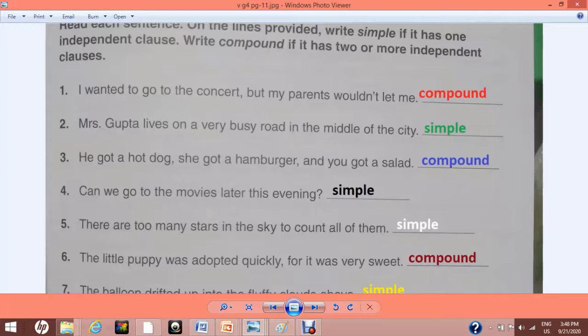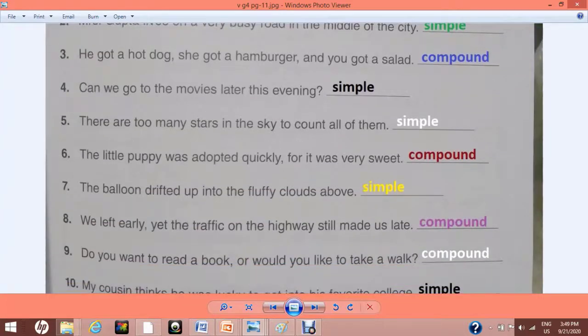Number 4 on page number 11. Can we go to the movies later this evening? My dear students, it is a simple sentence, so just write simple on the line. Number 5. There are too many stars in the sky to count all of them. It is a simple sentence. Number 6. The little puppy was adopted quickly for it was very sweet. Now it is a compound sentence.